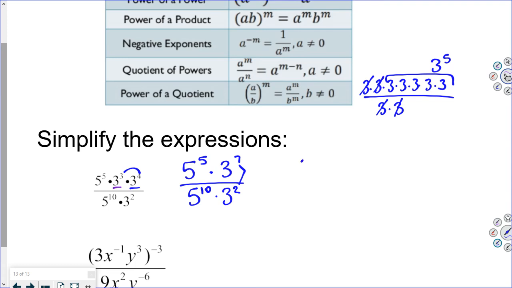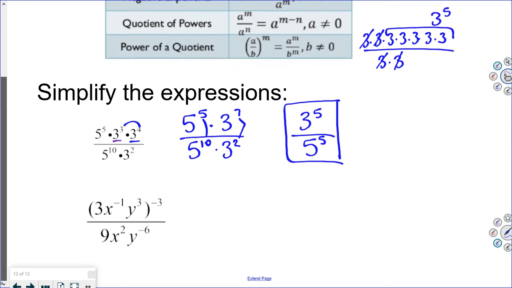So you end up with 3 to the 5th on top. And then the same thing here, you're going to end up subtracting that 5 and the 10. The difference is you have 10 on the bottom. So that's where the leftovers, that 5 to the 5th, is going to go on the bottom. Okay, so again, when you multiply, you add your exponents. When you divide, you subtract them.